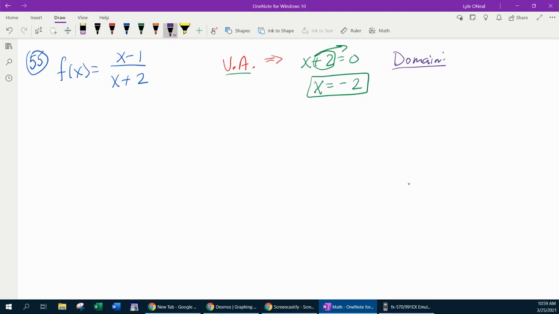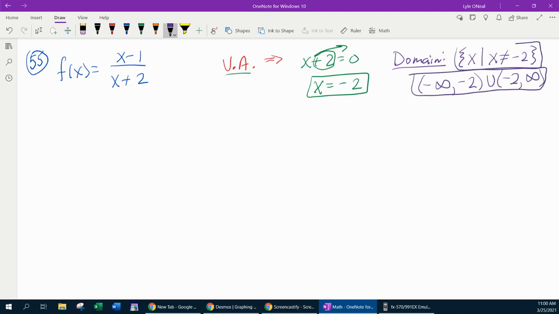The domain in set notation is going to be the set of all x such that x cannot be negative 2. Because if there's a vertical asymptote at negative 2, the graph cannot exist there. So there's our domain in set notation. If you need interval notation, again, that's not that bad. That's minus infinity up to our restriction. Parenthesis means negative 2 is not included. And then we skip over to the other side of negative 2 and keep going. So there's our interval notation and our set notation for the domain of the function.